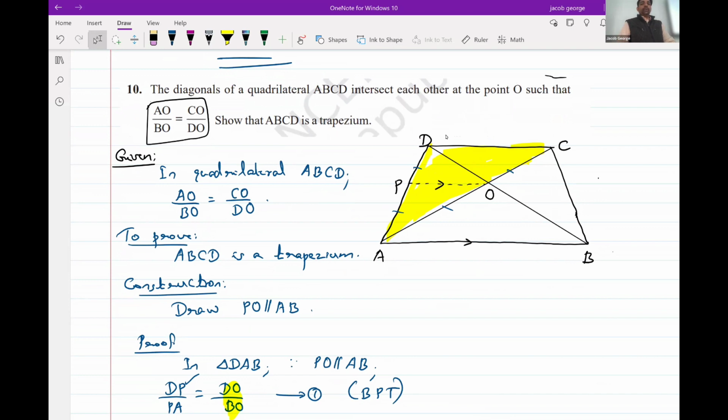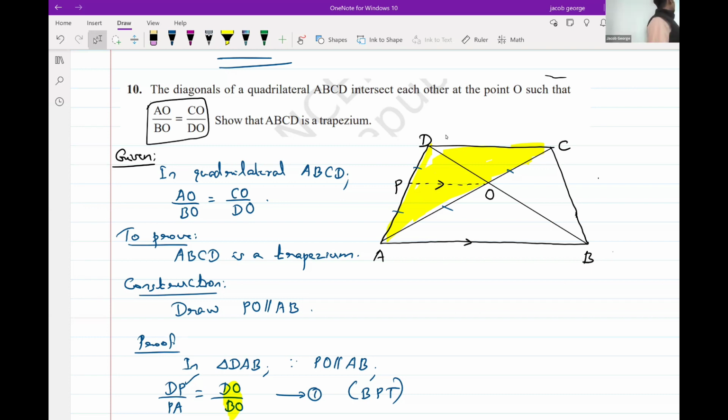The diagonals of a quadrilateral ABCD intersect each other at the point O, such that AO by BO is equal to CO by DO. And we have to prove that ABCD is a trapezium. For proving ABCD trapezium, we have to show that one pair of opposite sides are parallel.